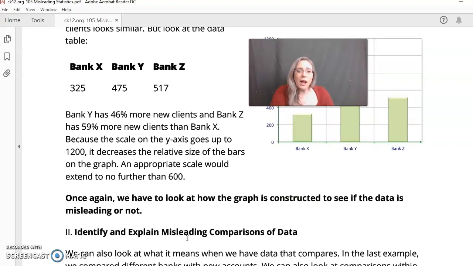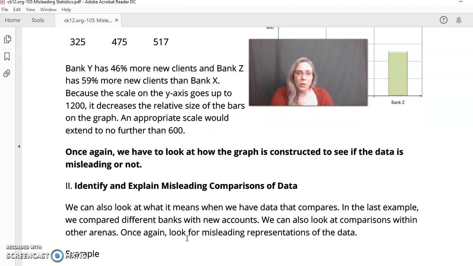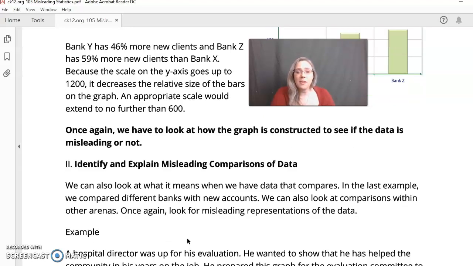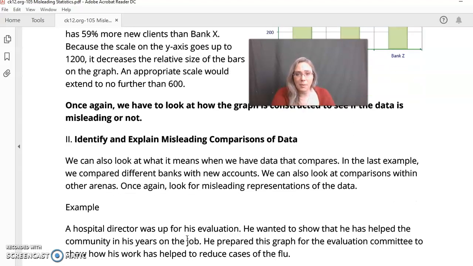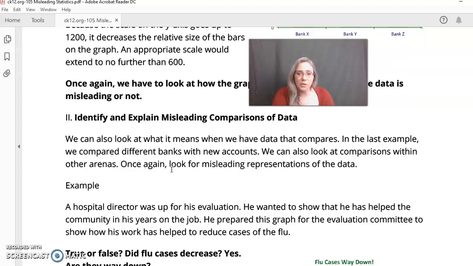So once again, we have to look at how the graph is constructed to see if the data is misleading or not. So step 2, identify and explain misleading comparisons of data. We could also look at what it means when we have data that compares. In the last example, we compared different banks with new accounts. We can also look at comparison within other arenas.